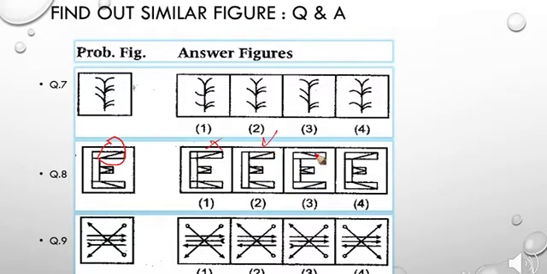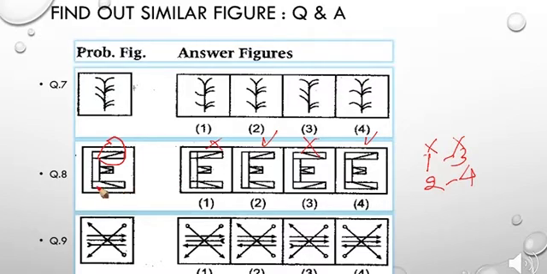In option 3, it is actually not there. Option 3 rejected. In option 4, it is there, so option 4 could be the answer. So now we have rejected option 1 and option 3. 1 and 3 rejected, so option 2 or option 4 could be the answer. Let's further check option 2 and 4.